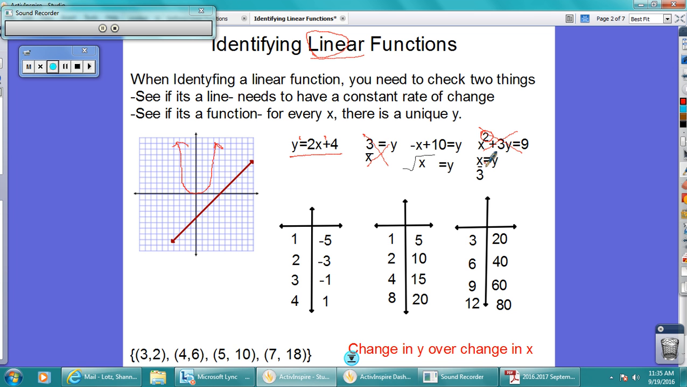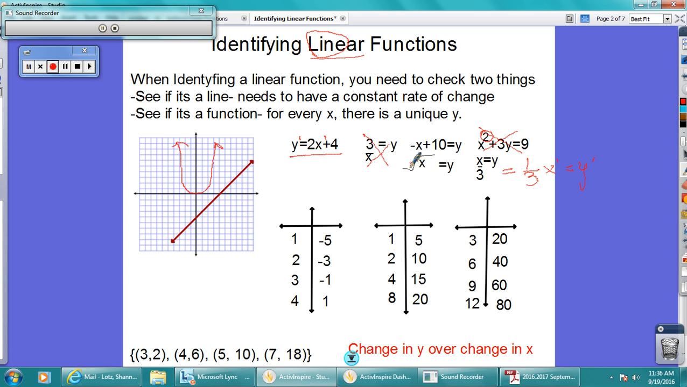Now let's look at this one over here. The variable is not in the denominator, it's in the numerator. This is the same as writing 1/3 x is equal to y. This, if you look, the power of the x is 1 and the power of the y is 1. This is a function. This is a linear function. Just because x is in the numerator. Remember, it can't be in the denominator.